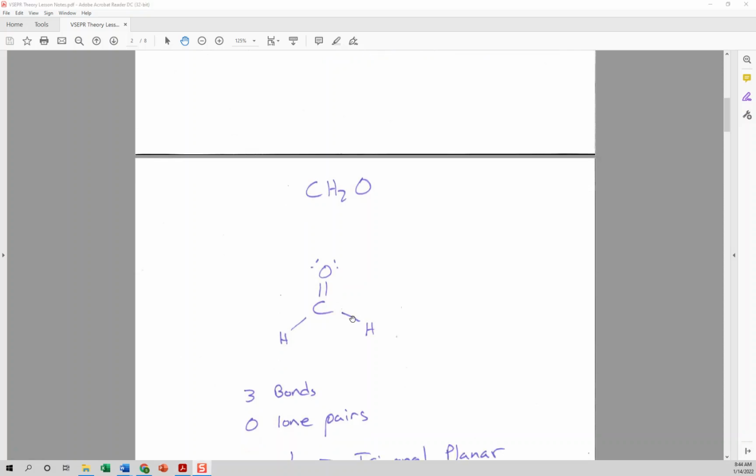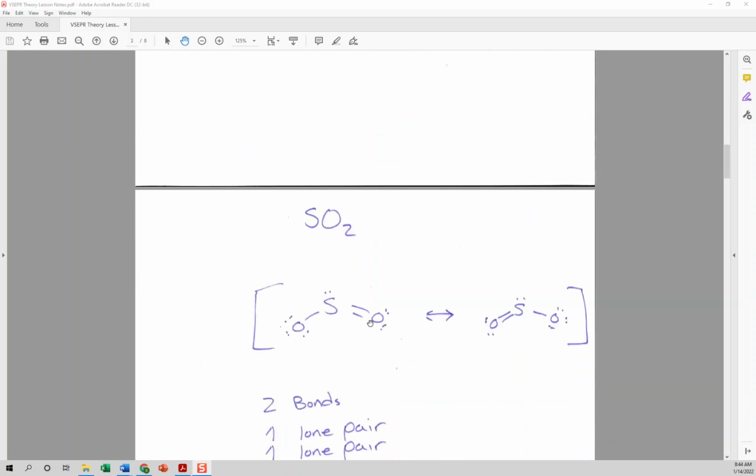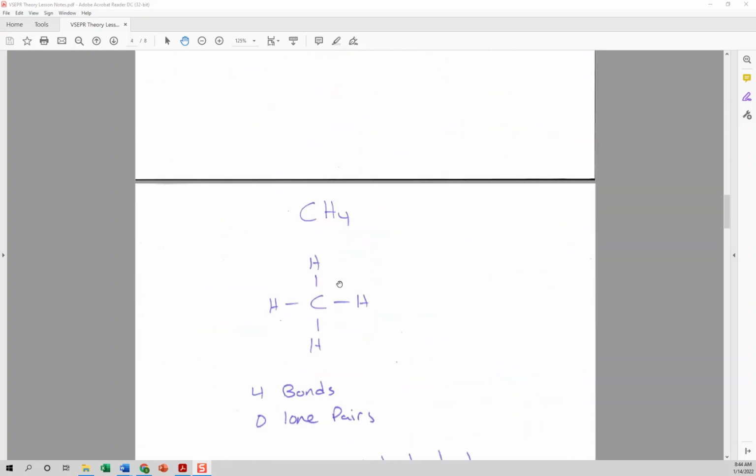All right, so don't fall for the bond angle trap. When it looks like 90, it's probably greater than 90, because 3 dimensions, not 2 dimensions.